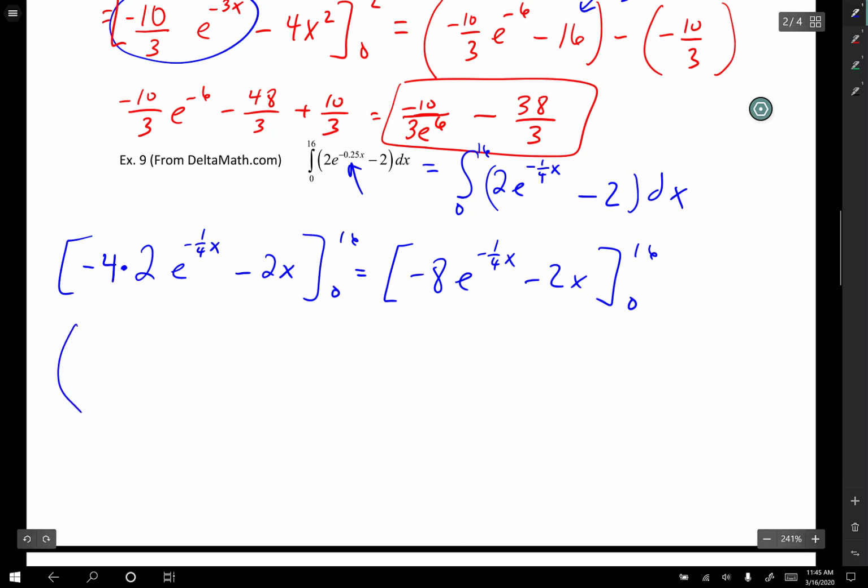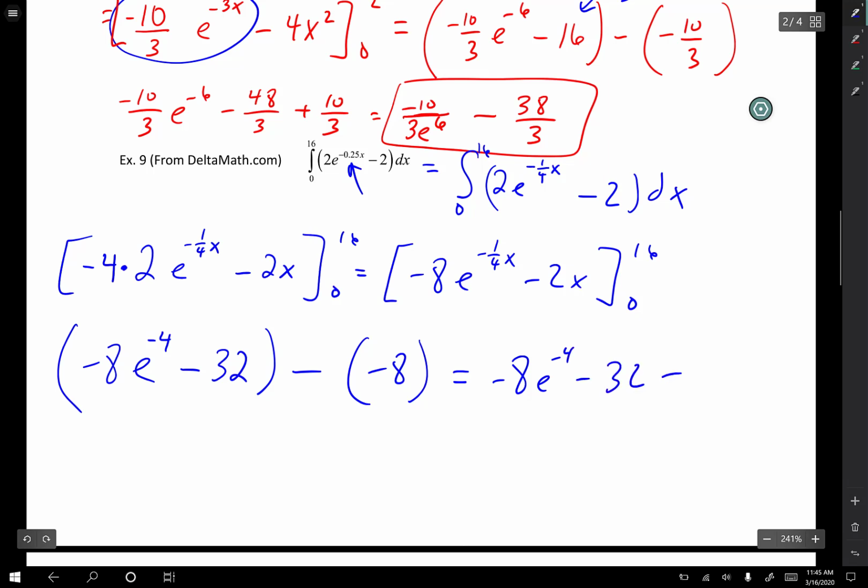So I'm going to write giant parenthesis, negative 8 e, and I'm going to plug in 16 in there. 16 divided by 4 is 4. So negative 4 minus 16 times 2 is 32. 32 minus, open parenthesis, if I plug in a 0, e to the 0 is 1 times negative 8, so negative 8. And then 2 times 0 is 0, so there it is. So then I have negative 8 e to the negative 4 minus 32 plus 8. So when I do that, let's see, 32, 22, 24. Negative 8 e to the negative 4 minus 24.